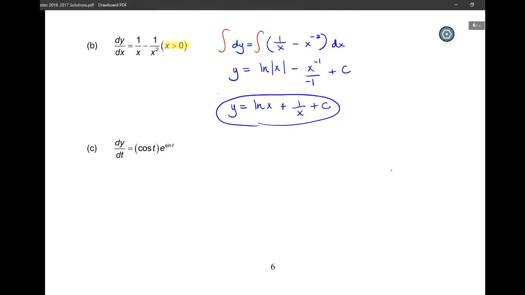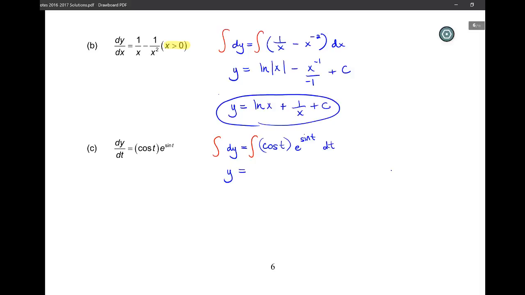Okay, let's continue here. So I have dy equals cosine of t e to the sine t dt. I'm going to put my integral sign on both sides. Remember, it's just like balancing the equation. Whatever I do to one side, I have to do to the other side. So here I get y equals.